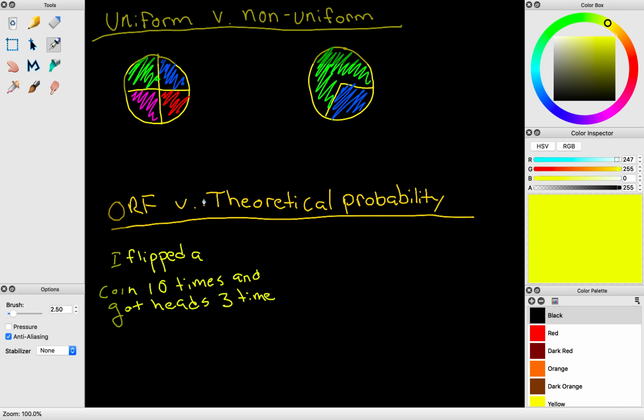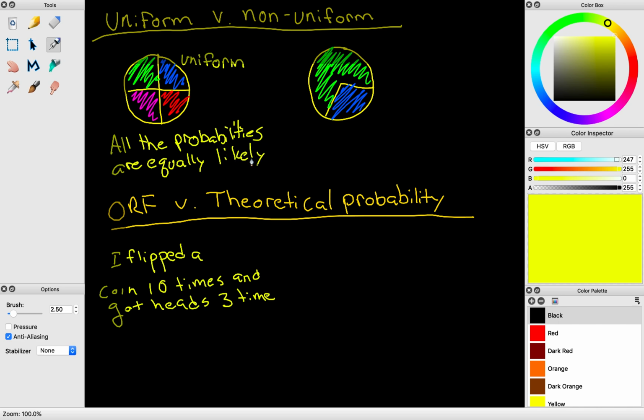On tomorrow's test, you will be tested on some definitions, and I want to talk about what some of those things are. The first being uniform and non-uniform probability. So uniform, and this is an example of uniform right here, is when all of the probabilities are equally likely.